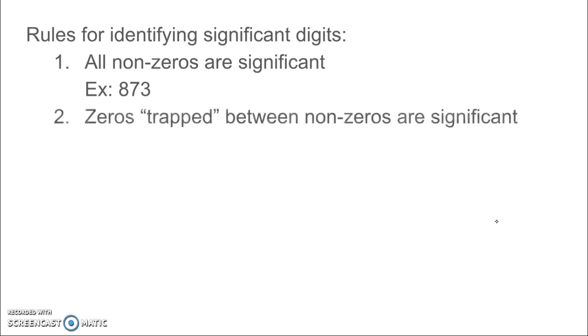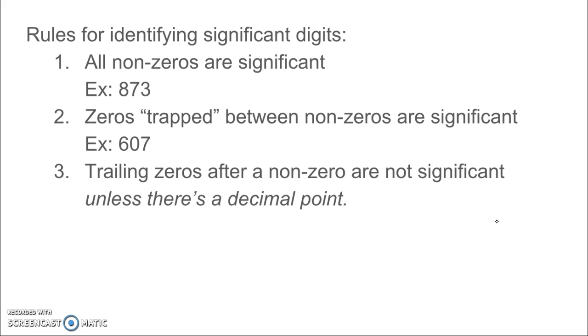Now, rule 2. Zeros trapped between non-zeros are significant. What I mean by trapped is a zero between other non-zeros. So I have an example over here, 607. Let's find out how many sig figs are in this one. 6 and 7 are non-zeros, and so based on rule number 1, we know that these are significant. But this 0 right here is significant as well because of rule 2: it's trapped between two non-zeros, so it is significant.